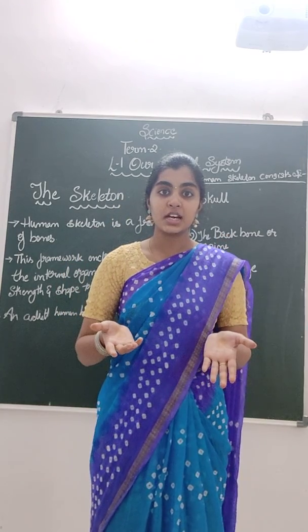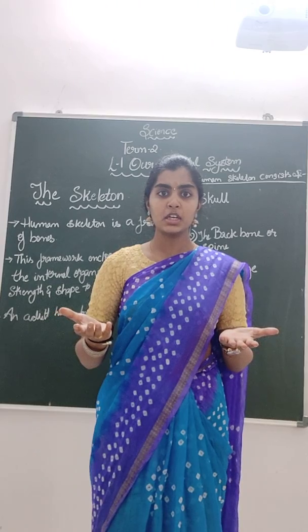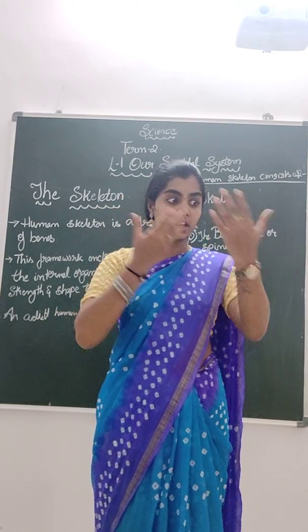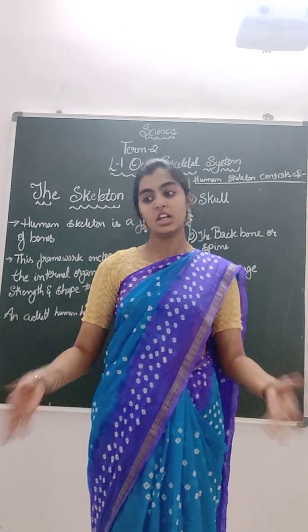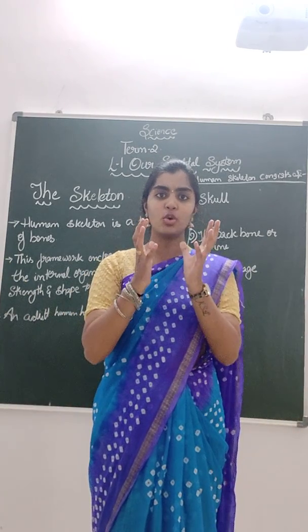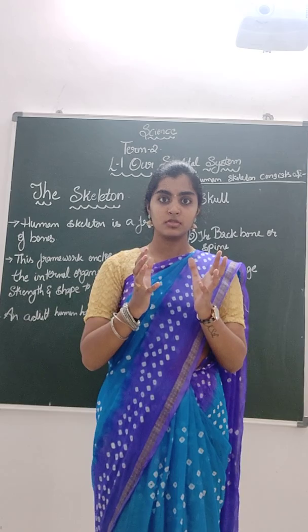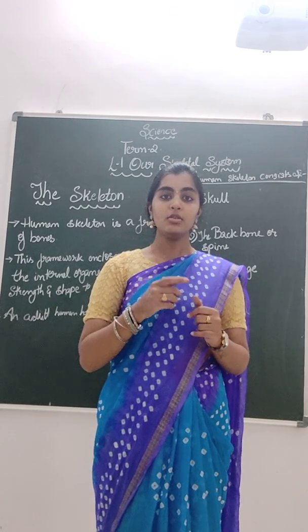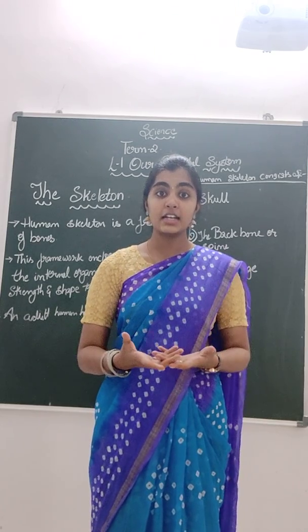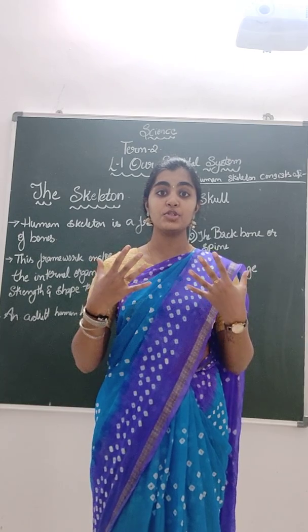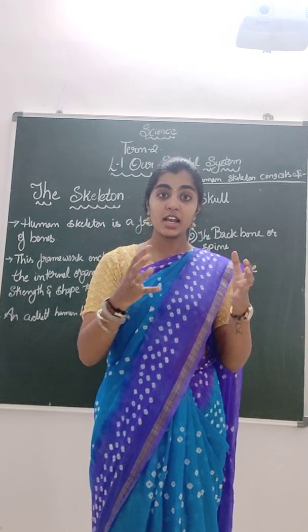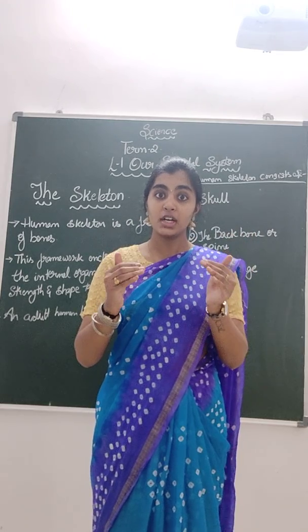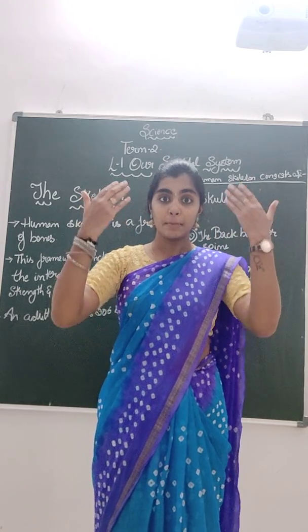If you don't have a skull, where would your brain be? It may be here, or it may be in the hands, or in the legs, or we may not have the brain. It may fall down because there is nothing to hold it tight, right? Now, this is the use of the skeletal system. It helps us to have the organs in a particular position. When they are in their particular position, they form a particular shape.